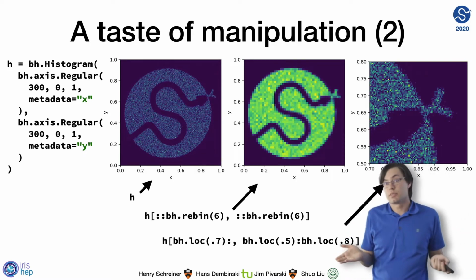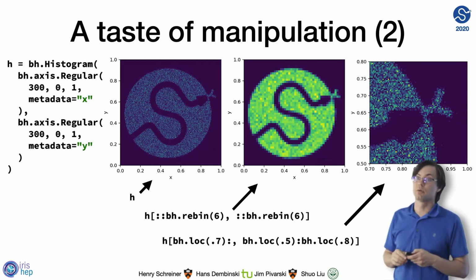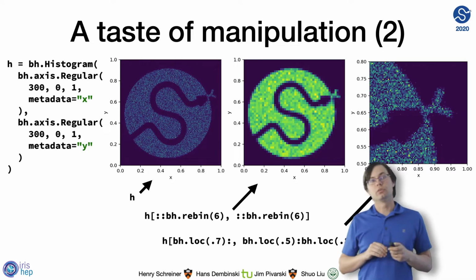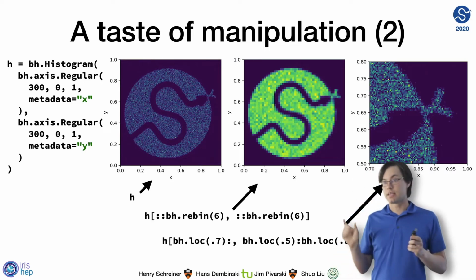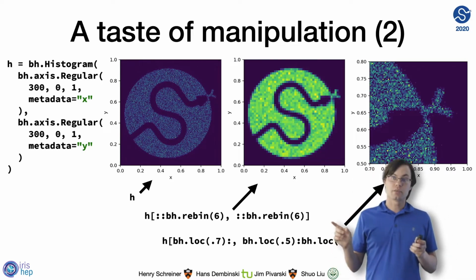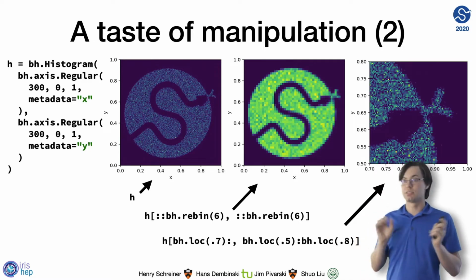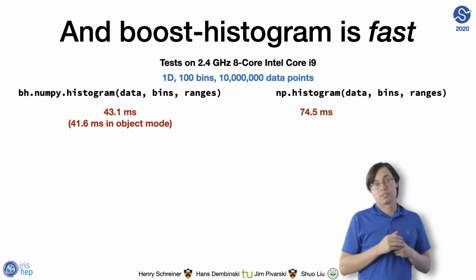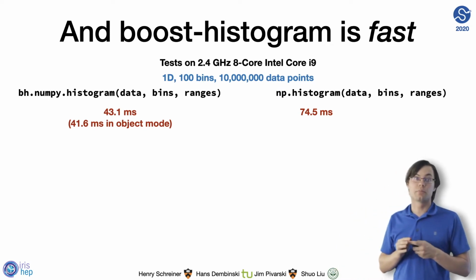Images are really just histograms. They're just 2D histograms. That's how a camera works. So slicing and a lot of other things are just very natural this way, and it keeps track of the axes, it keeps track of the data that you attach to the axis, like the titles there, all that just carried along. And Boost-histogram is fast.